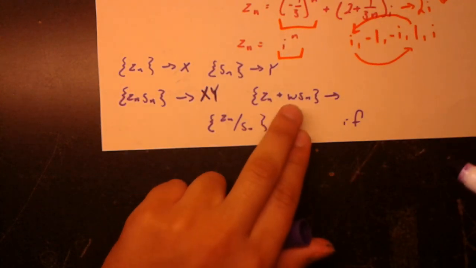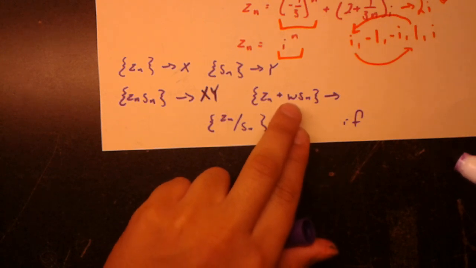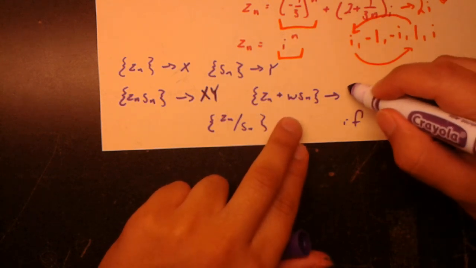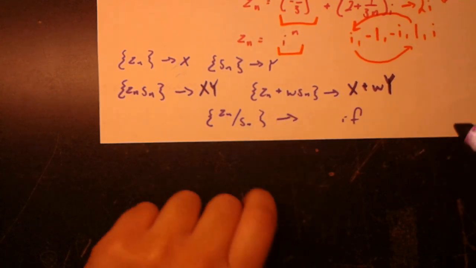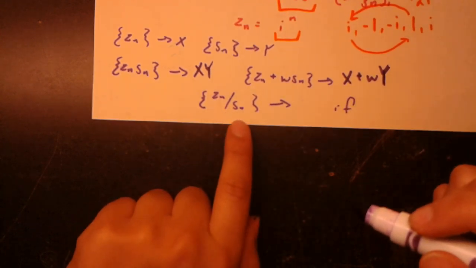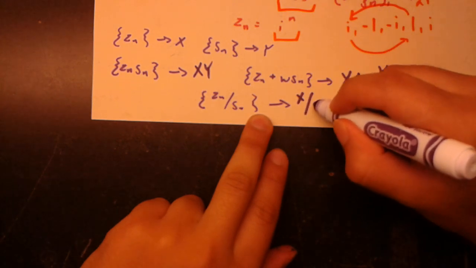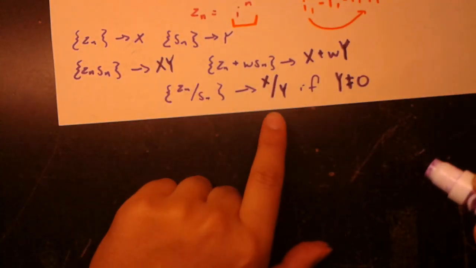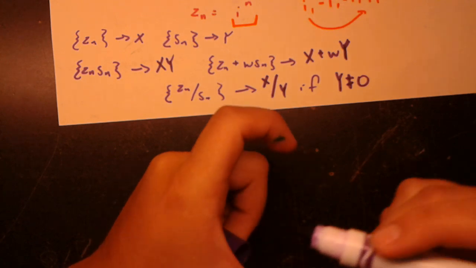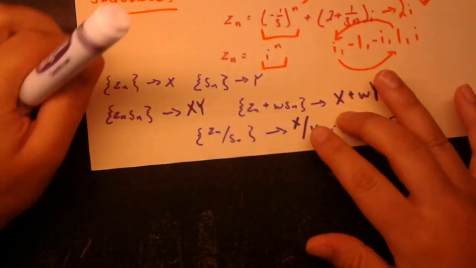Now, z sub n plus w s sub n, where w is just any complex number, will converge to x plus wy. So it seems very intuitive. Now, z sub n divided by s sub n will converge to x over y if y does not equal 0, because if y equals 0, then we get a problem in the denominator, undefined. So that's about sequences, and we'll come back to that in later videos.